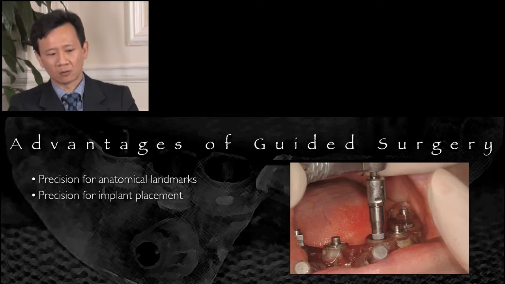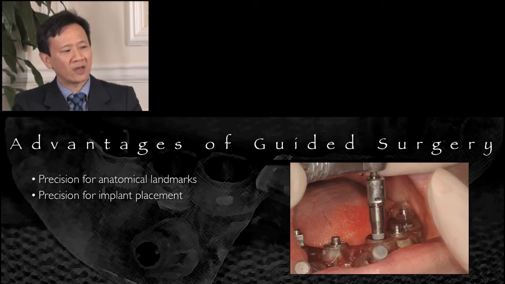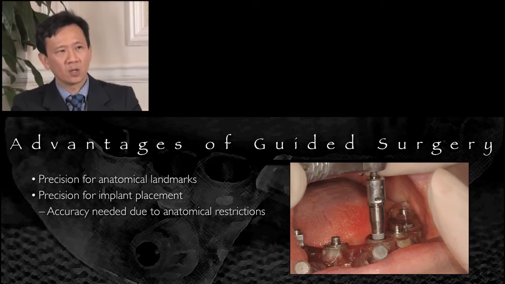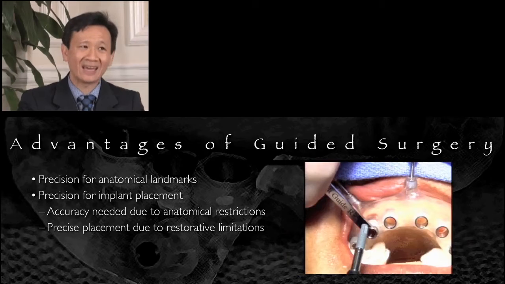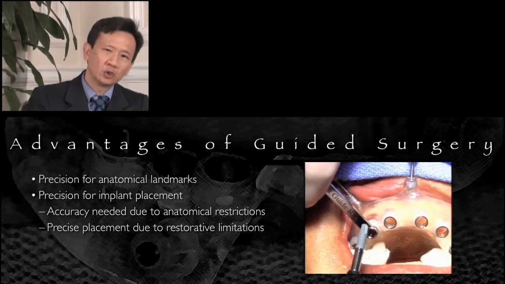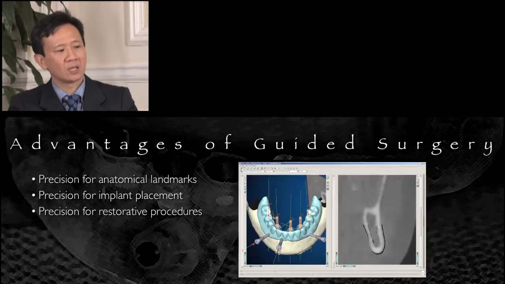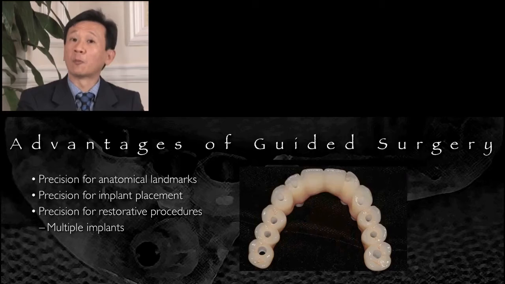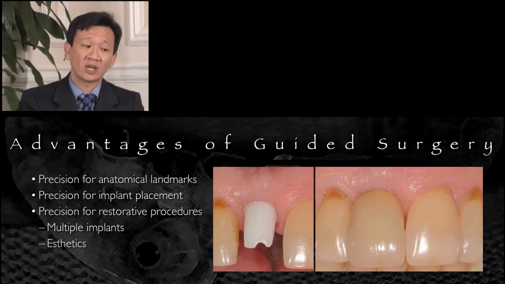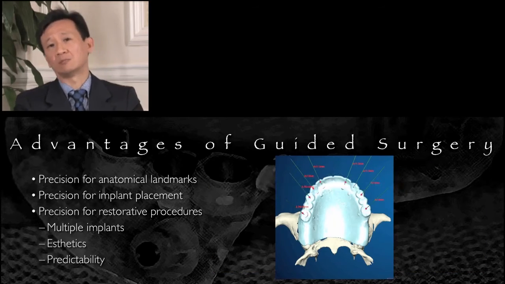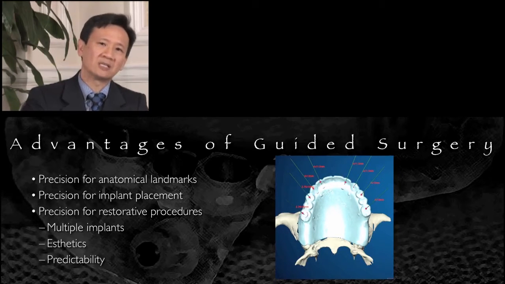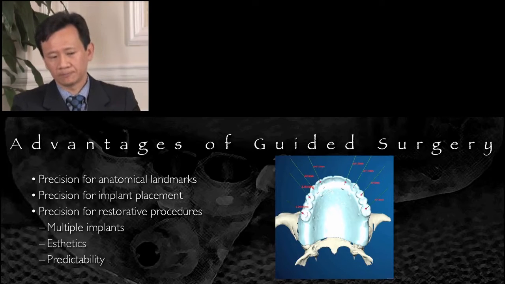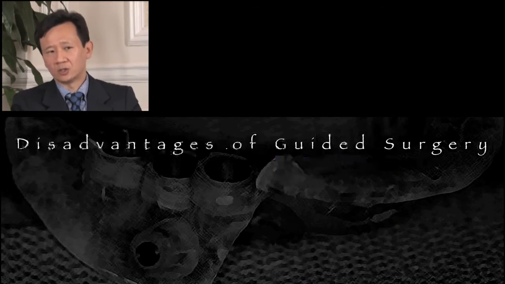But the disadvantages are many. As we look at the advantages, the precision of implant placement, we have the accuracy needed due to anatomical restrictions, and a very precise placement due to restorative limitations. And we have precision for restorative procedures that would be for multiple implants, aesthetics, and then also predictability. Predictability, especially when multiple implants are being placed, for the accuracy based upon the restorative position. There are also disadvantages, though.